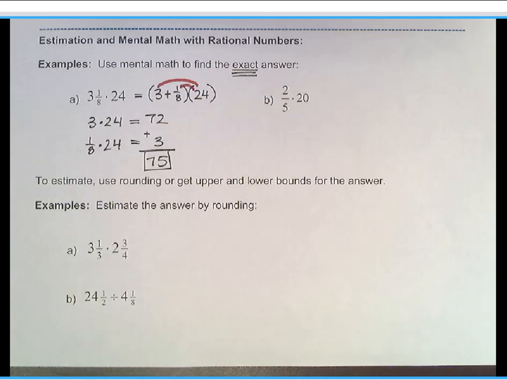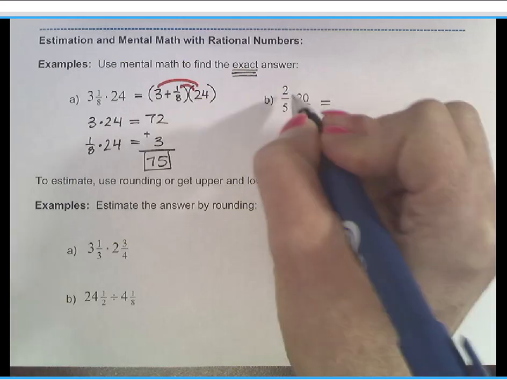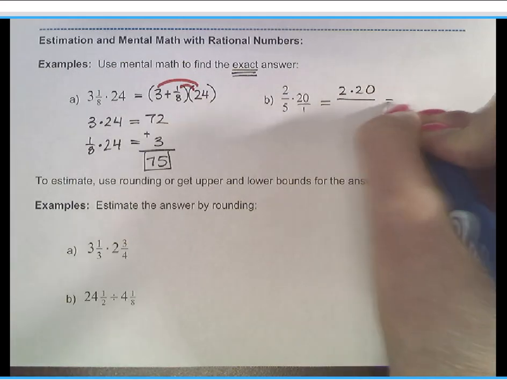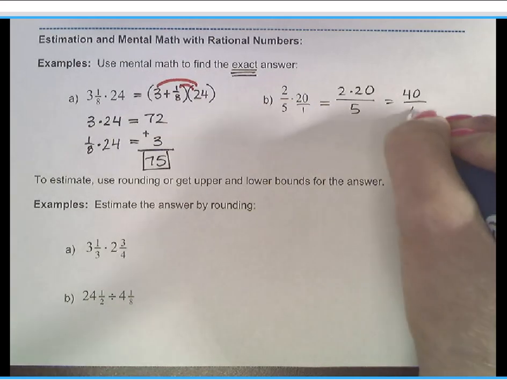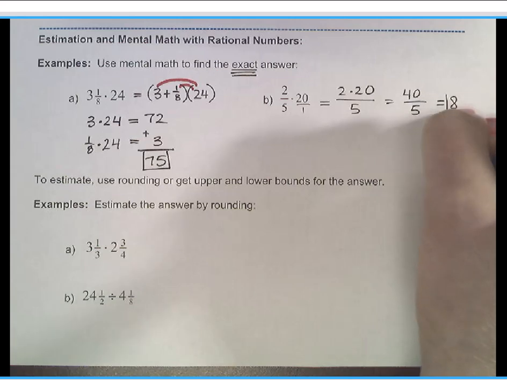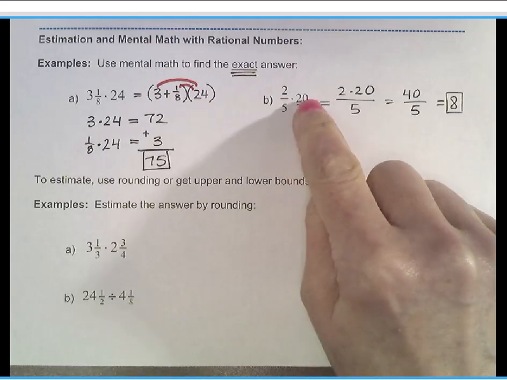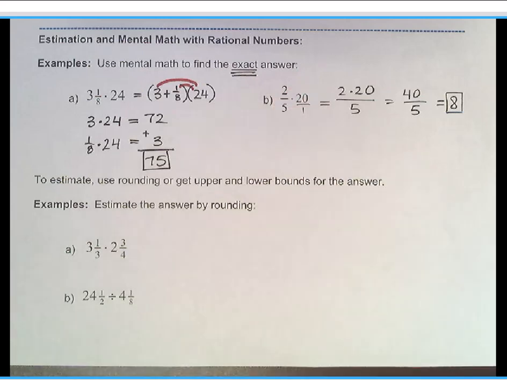What about 2/5 times 20? There's a couple ways you can do this. 2/5 times 20, if you think of the 20 as 20 over 1, then when you multiply across the top, you get 40. And when you multiply the bottom, you get 5, and 40 divided by 5 is 8. So I think you could do that one in your head pretty easily, right? Or you could think of, well, what's 1/5 of 20? That would be 4, and then you could double it. Maybe you could do it that way.